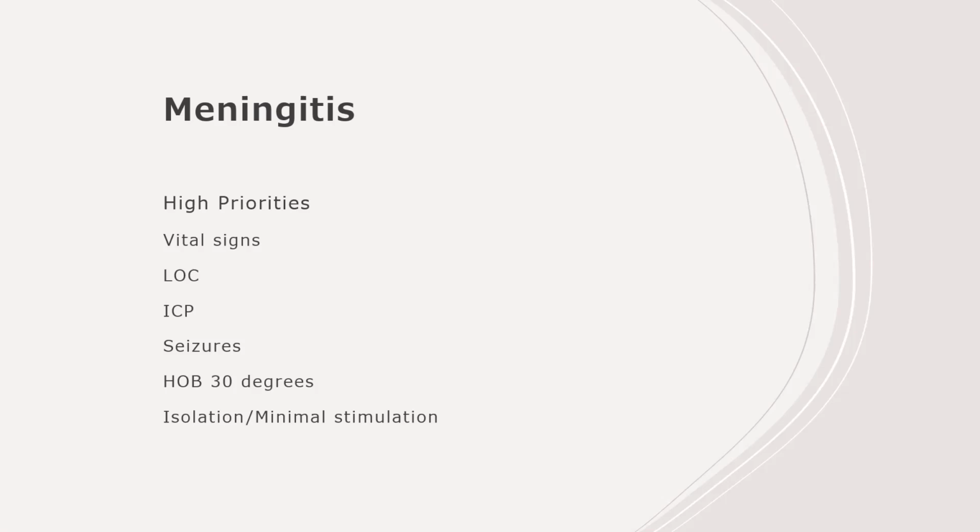So these last couple of pieces, head of the bed 30 degrees, minimal stimulation, are in order to minimize spikes in the intracranial pressure. So lights are low, volume is down, visitors are minimized, head of the bed is elevated 30 degrees. Again, this is all to help control intracranial pressure. And then, of course, depending on the meningitis, they're either going to be in contact or droplet precautions, because we want to minimize the exposure and transmission of meningitis.